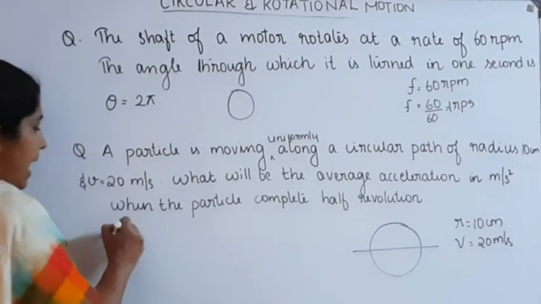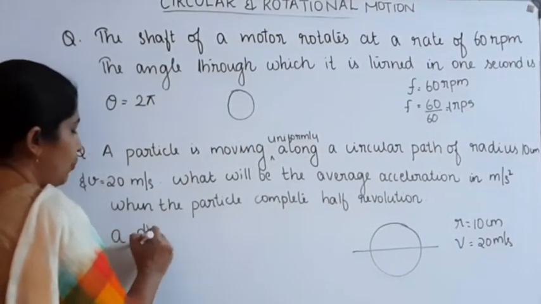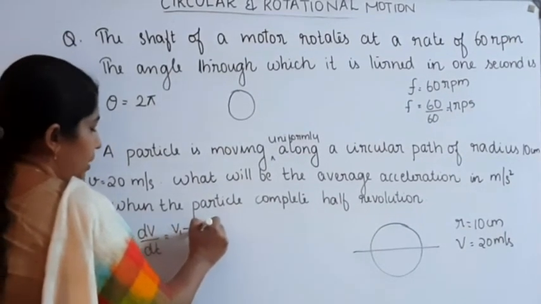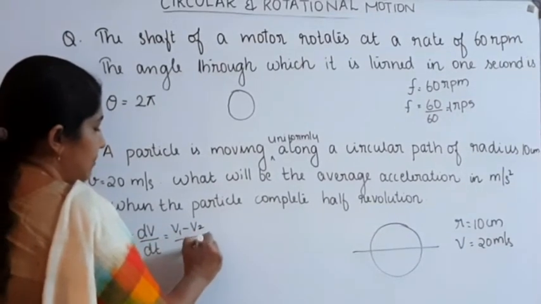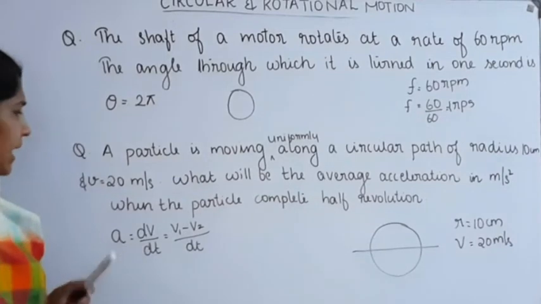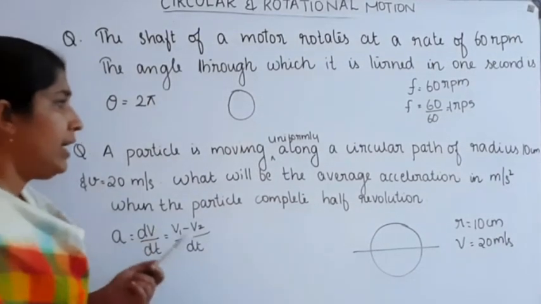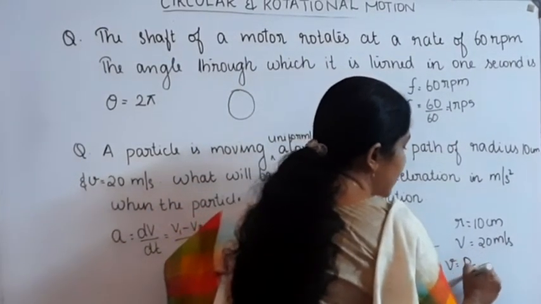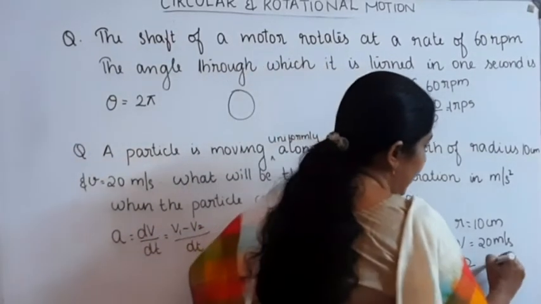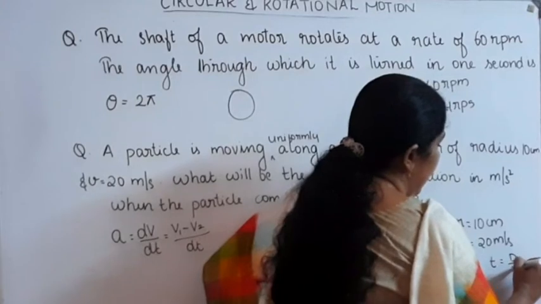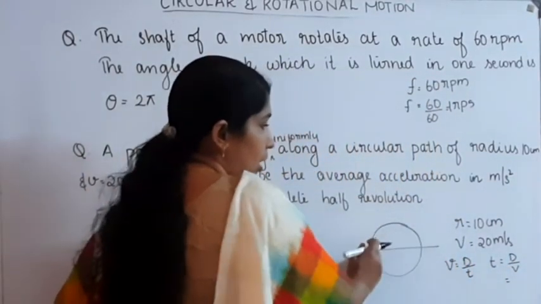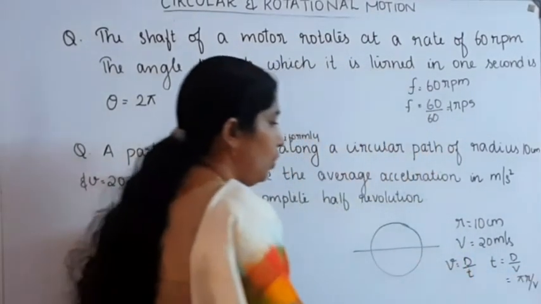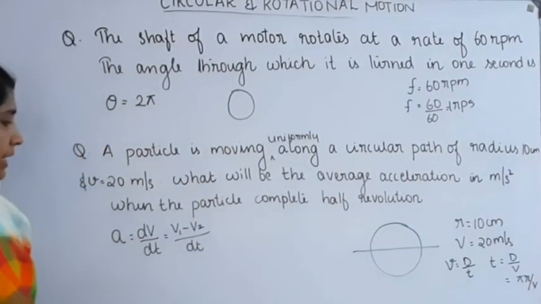For this, we know that acceleration a is equal to rate of change of velocity. Change in velocity is v1 minus v2, divided by the time interval dt. What about the time interval in circular motion? Speed is equal to distance divided by time, so time t is equal to distance divided by speed. For half circular motion, the distance traveled is pi r, so time t is equal to pi r divided by v.